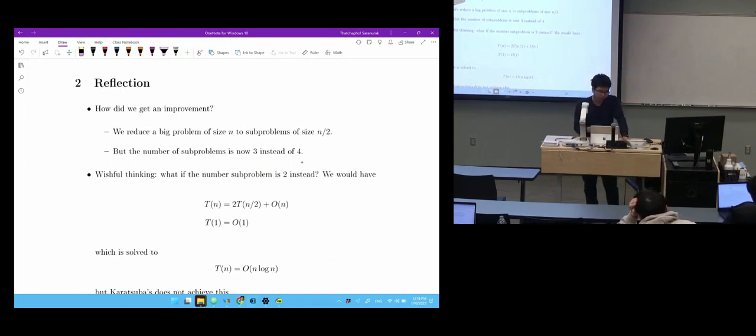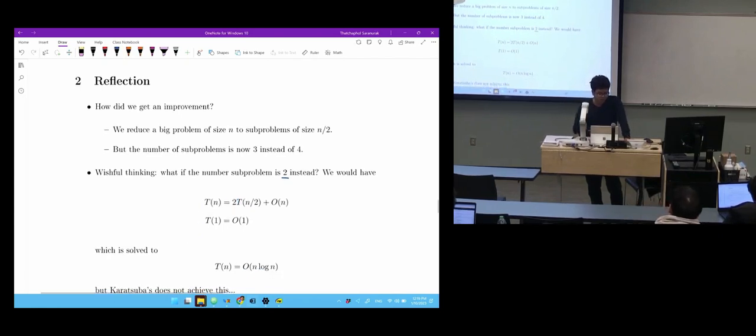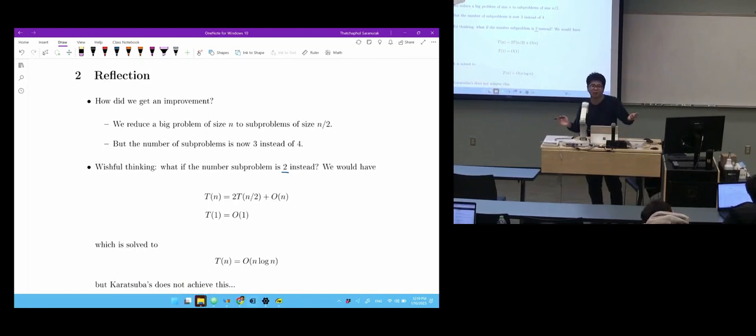And just as a wish, if you want to think wishfully, what would it be if you manage to reduce the number of sub-problems to just 2 instead of 3 somehow? Well, this term in the recursive equation is going to be just 2 instead of 3. And if you try to solve it, you get n log n. Although this is not what Karatsuba achieved, right? But that's the hope. Can we do something like that?